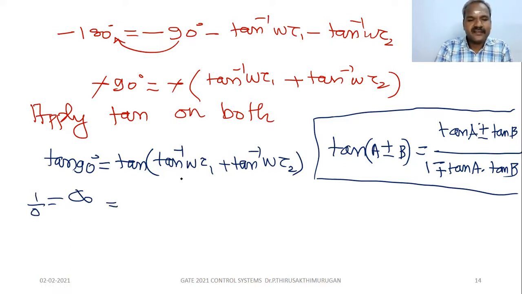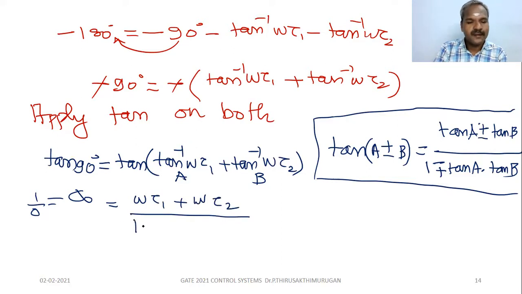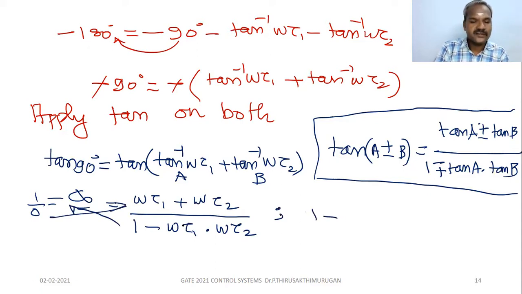So here tan, this is considered A, this is B. So tan of the sum becomes omega tau 1 plus omega tau 2 divided by 1 minus omega tau 1 into omega tau 2. Understand? So we cross multiply, and this becomes 1 minus. Also, wherever omega is there, substitute omega PC, because the angle is minus 180.